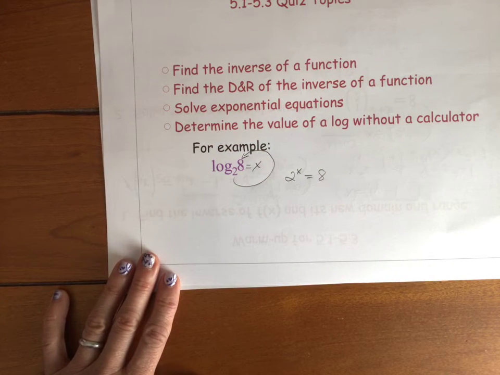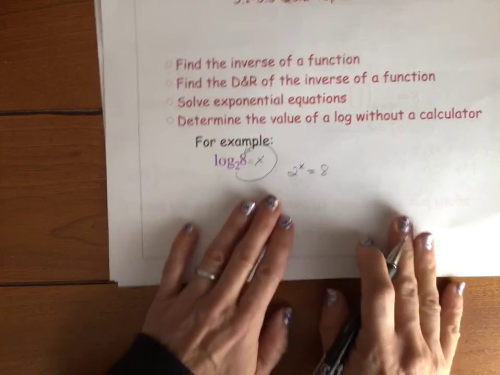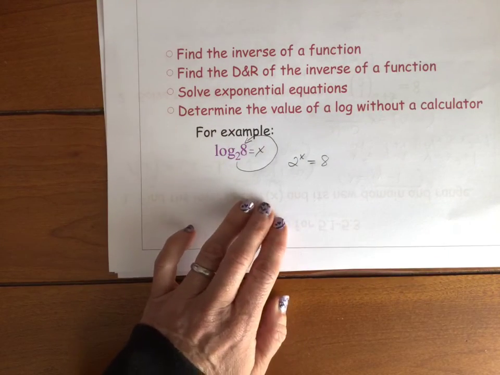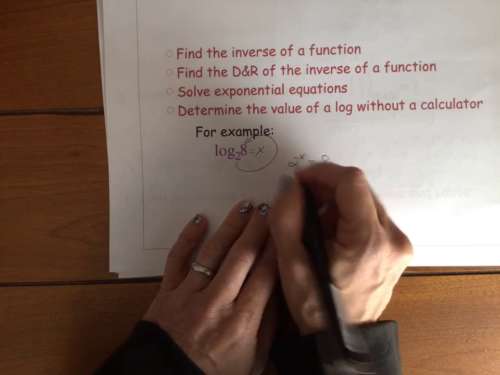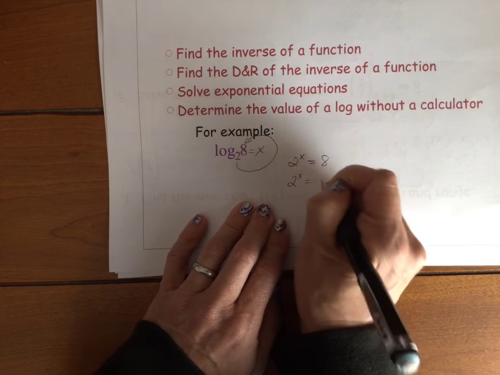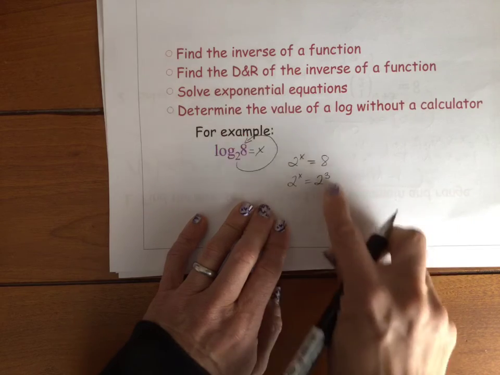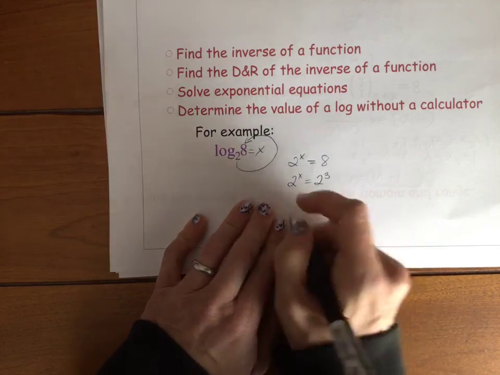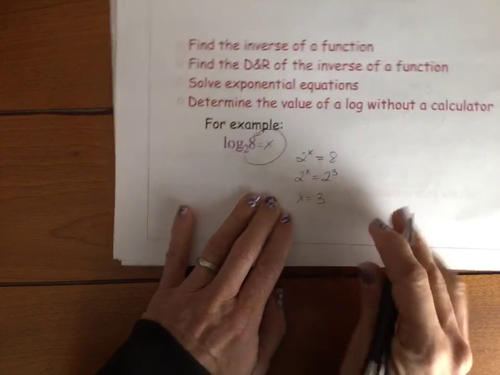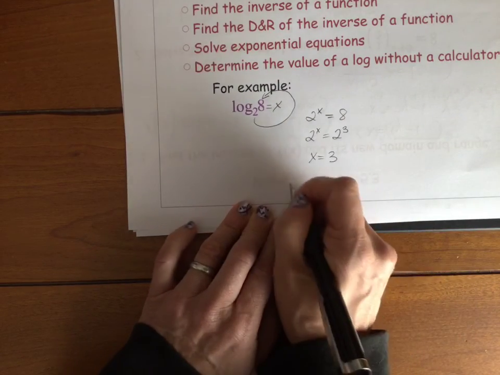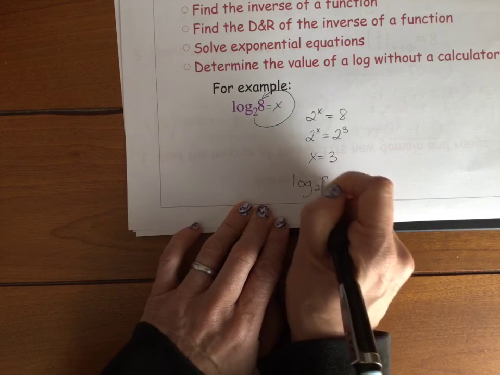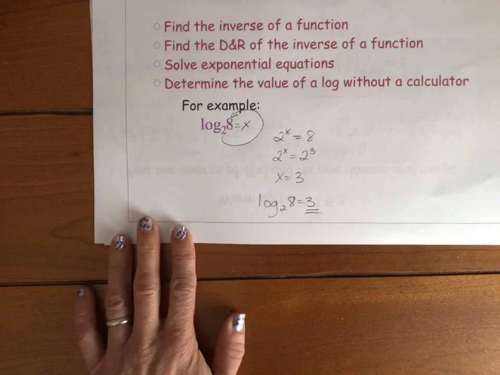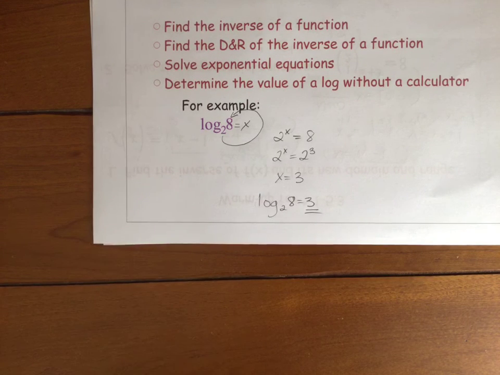Now you guys can probably figure out x is 3, but the way you would solve this if it was more complicated is to write them both as the same base, just like we did in the warm-up. So 8 can be written as base 2 to the third power. So we know that x equals 3. So I can really say log base 2 of 8 equals 3. And remember, whatever a log equals is always the exponent.